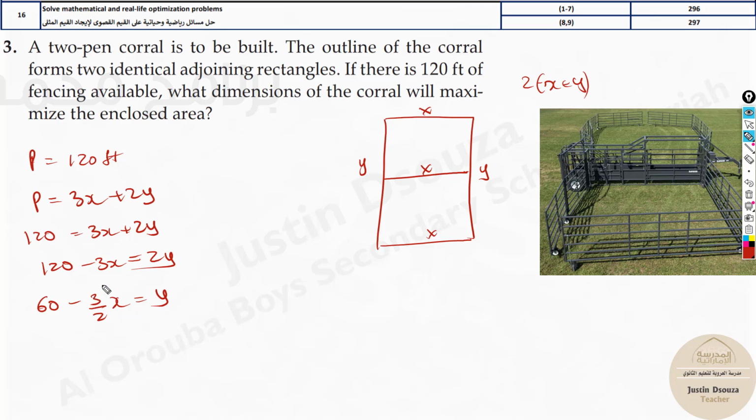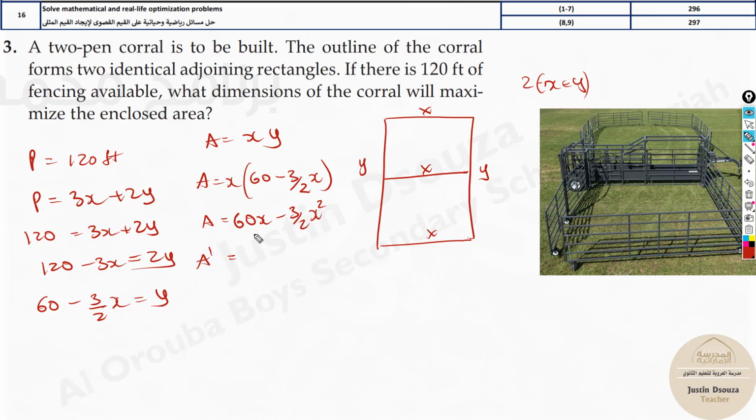So this is step 1. Now step 2 would be writing the area formula, that is x and y. That's it, because x into y would be the enclosed area. Over here, area would be x times, what is y? y is 60 minus 3 by 2 x. Now, what you do is multiply this x inside. Don't derive it directly, it will be a product rule. It's a bit complicated. You can go ahead, but you will save time if you multiply this inside. It will be 60x minus 3 by 2 x squared.